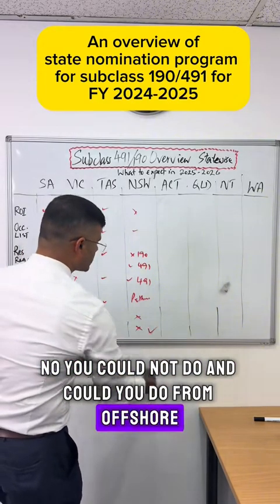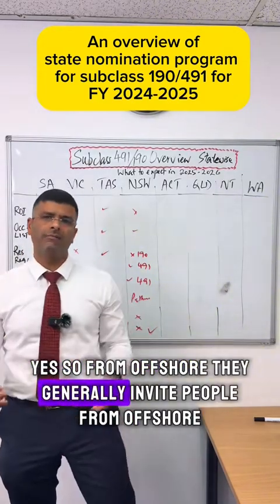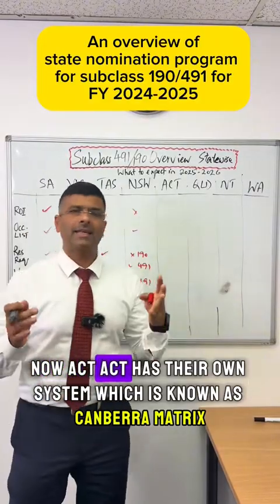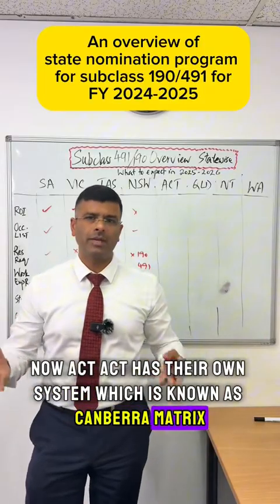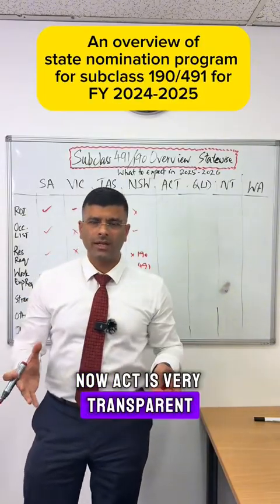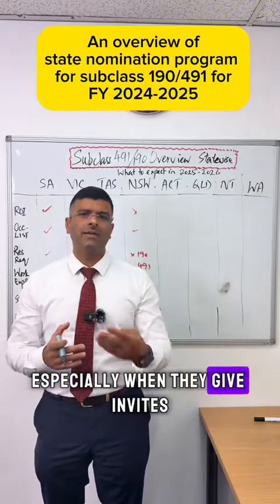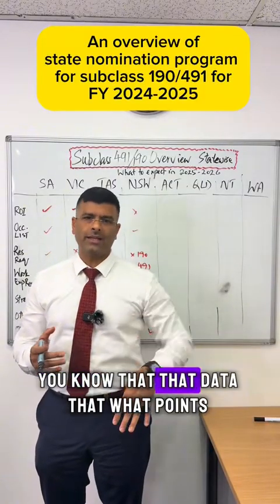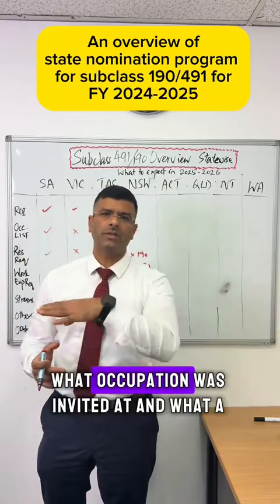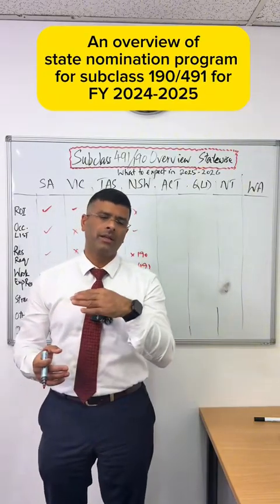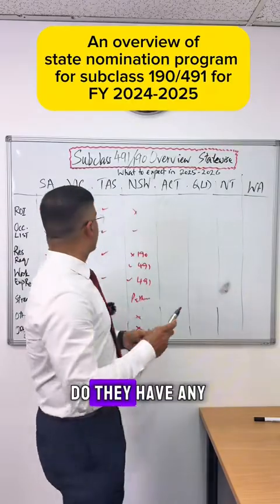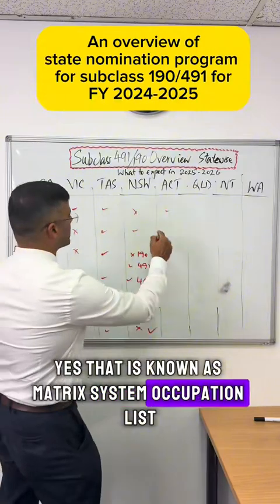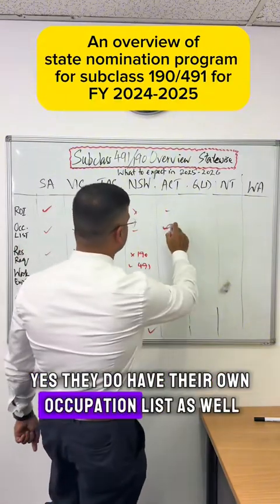And could you do it from offshore? Yes. So from offshore, they generally invite people from offshore. Now ACT has their own system, which is known as Canberra Matrix. Now ACT is very transparent, especially when they give invites. They always publish that data, what points, what occupation was invited at, and what Canberra Matrix points they had. Do they have any ROI system? Yes, that is known as Matrix system.